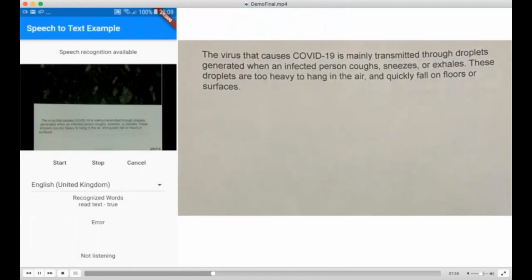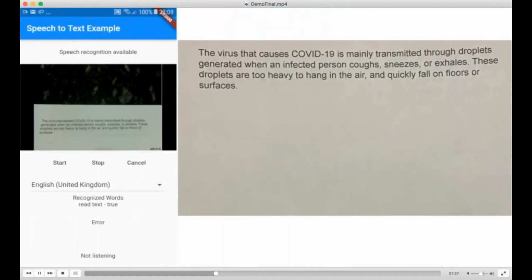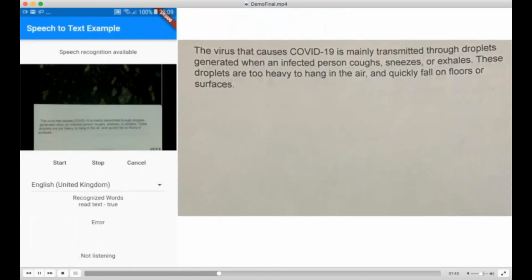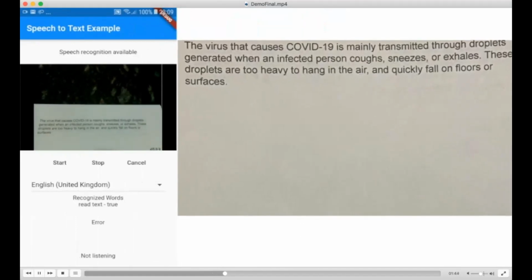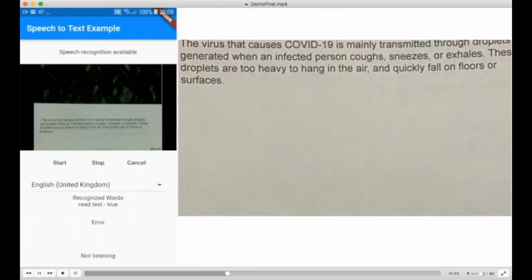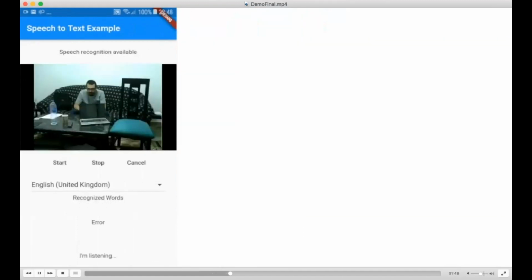The virus that causes COVID-19 is mainly transmitted through droplets generated when an infected person coughs, sneezes, or exhales. These droplets are too heavy to hang in the air and quickly fall on floors or surfaces.